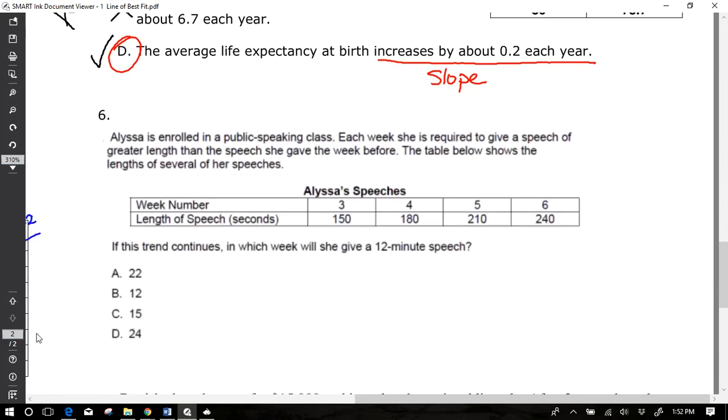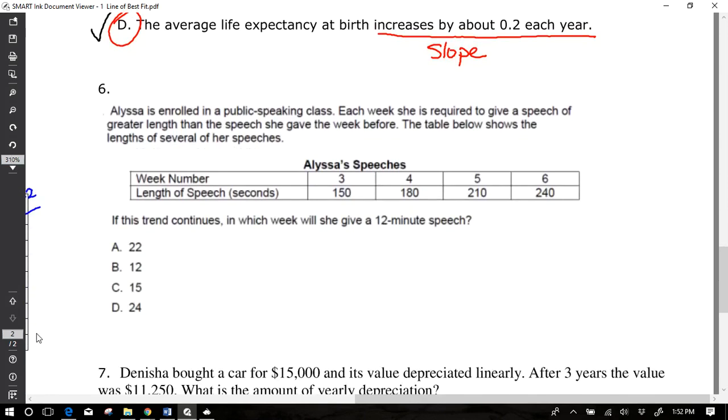Number 6. Alyssa enrolled in a public speaking class. Each week she's required to give a speech of greater length than the speech that she gave before. The table below shows the lengths of several of her speeches. If the trend continues, in which week will she give a 12-minute speech?